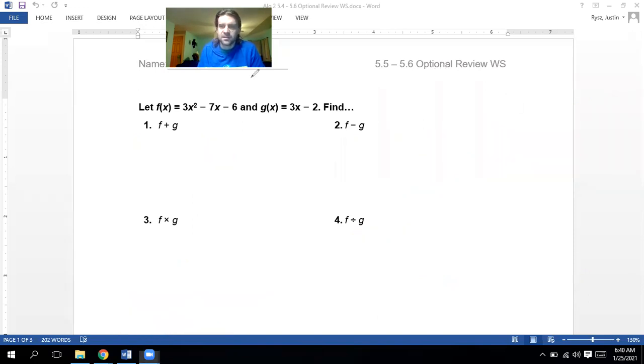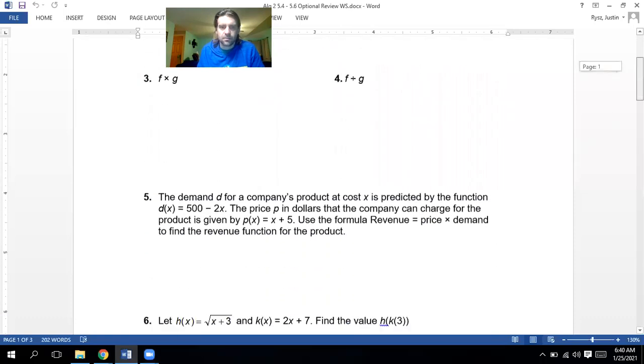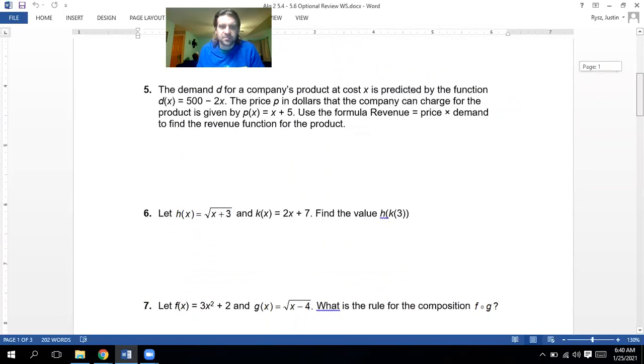Okay, moving on to the next part here. All right, some story problems. All right, demand for a company's cost at x predicted by the function. Okay, so the demand is this equation here, 500 minus 2x. The price in dollars that a company can charge for a product is this. Use the revenue, which is price times demand, to find the revenue.